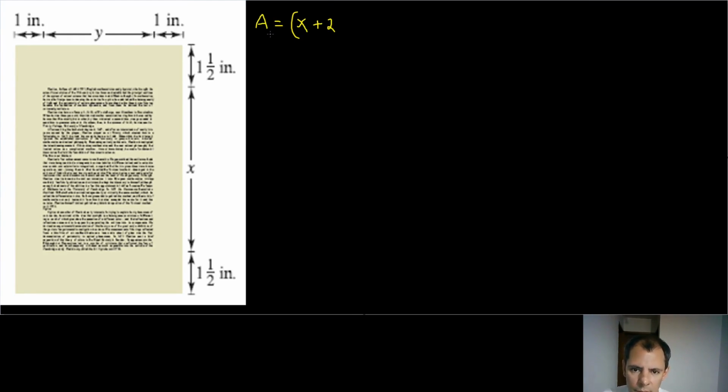So this is the area of the paper, x plus 2. Now you got 1.5 inch on top and 1.5 inch at the bottom. Okay, so this is going to be y plus 3. This is what you want to find out. What should be the area of this thing?